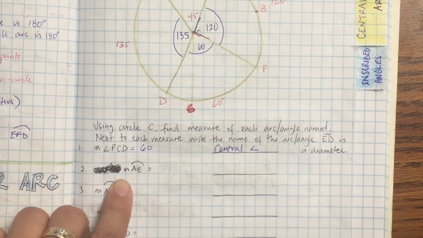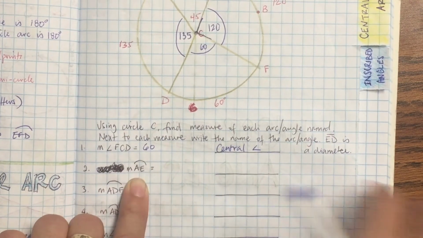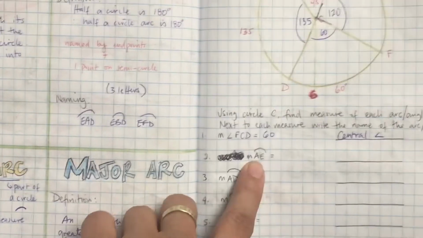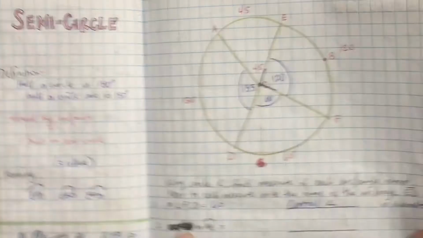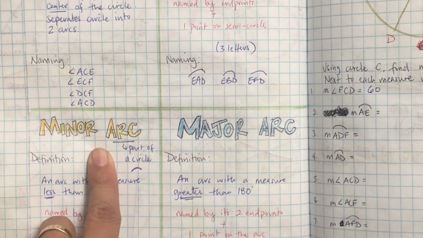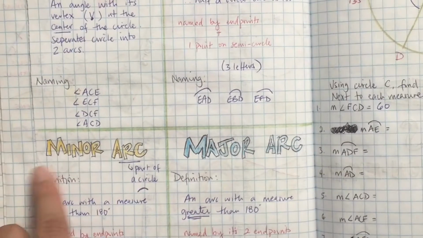Measure of arc AE. Already it's 2 letters, and it's an arc. So it's a minor arc because it's 2 letters. I can already tell before looking. And lo and behold, AE is 45 degrees. So it's a minor arc because it's less than 180 degrees.